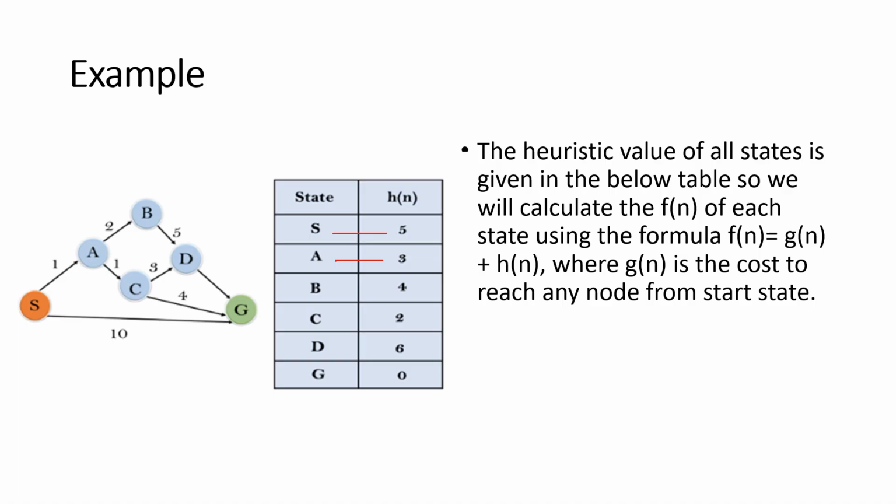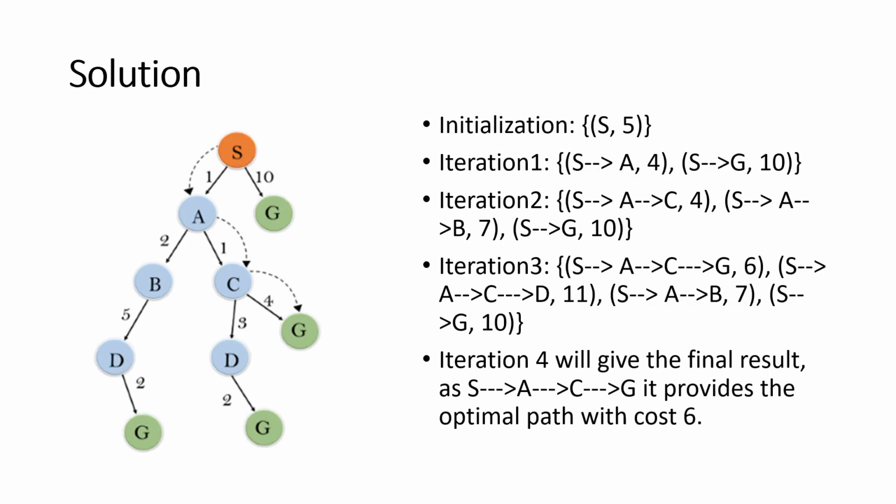We know that in the case of A star algorithm, the formula of f of n is g of n plus h of n. G of n is the cost to reach any node from the start node, and h of n is given in the table. And g of n we have to calculate from the figure. So initially we are starting from S. Here our start state is S. From S, we are calculating f of n, which is g of n plus h of n.